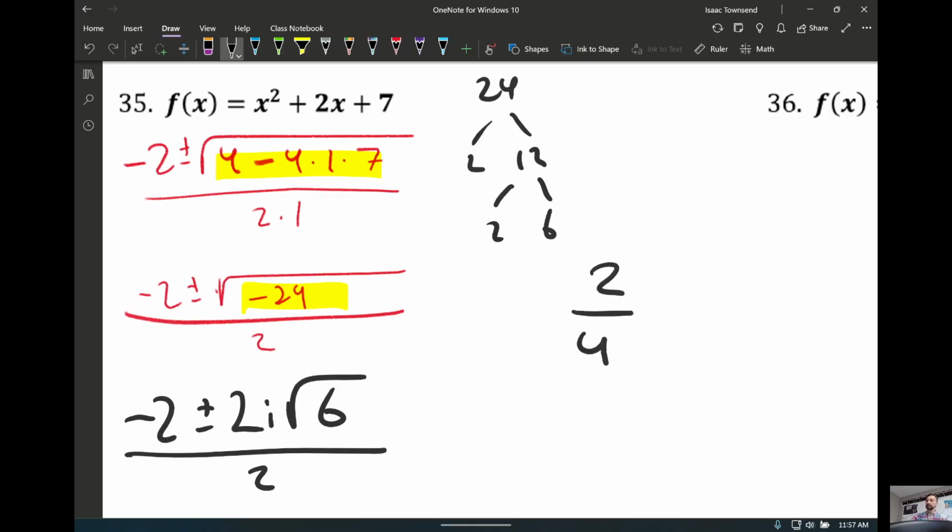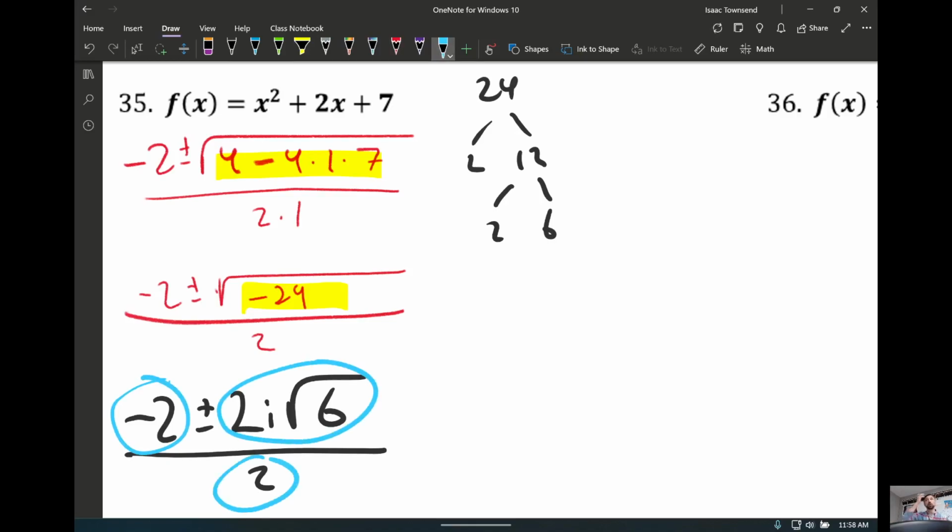You wouldn't leave an answer 2 over 4 because this is divisible by 2 and this is divisible by 2. You would divide them both by 2 and change it to a half. Well, the same thing is happening here. Negative 2, 2i square roots of 6, and 2 are all evenly divisible by 2. So you should divide everything by 2 to reduce your fraction. Divide by 2, divide by 2, divide by 2.